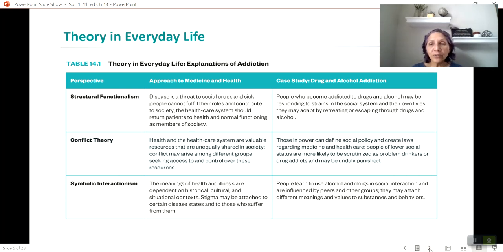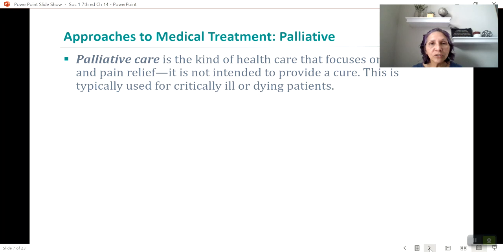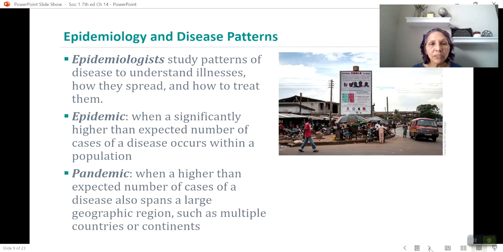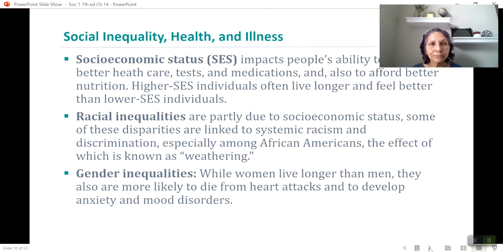All right, so then I do want to just focus on the social inequality of health and illness. And the three factors that are discussed in some detail in the text are socioeconomic status, racial inequalities, and I'll add racial and ethnic inequalities, and gender inequalities.